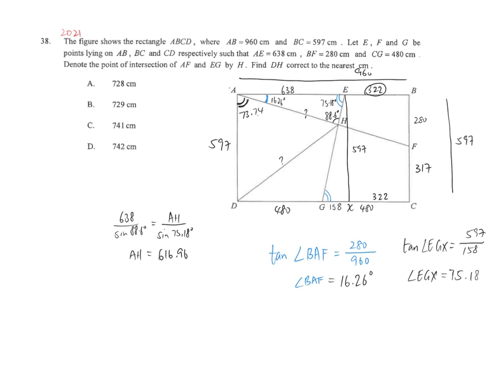If you have side angle side, you can use the formula on your calculator, formula number 2 for the cosine theorem. You type in the two sides, first the 597, and then the 616.96, and then finally the angle 73.74, because the calculator works in that order, and you will find that the answer is 729 cm. Okay, so that's giving us the answer for B.